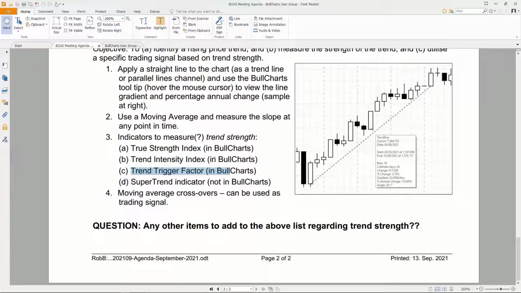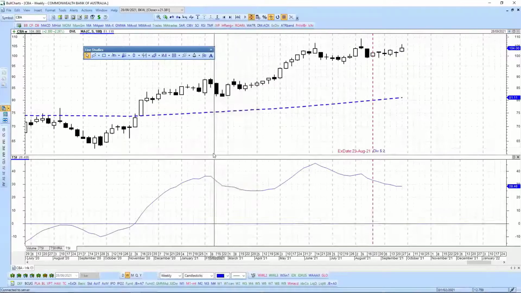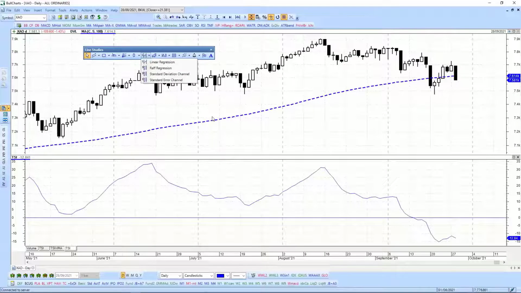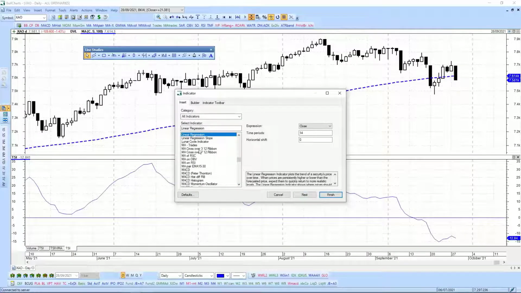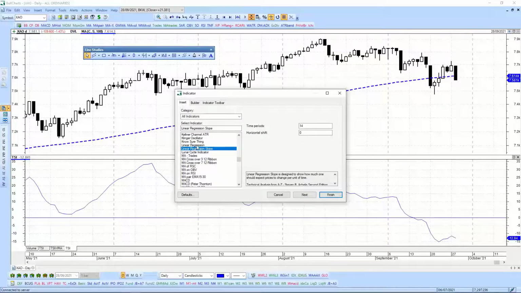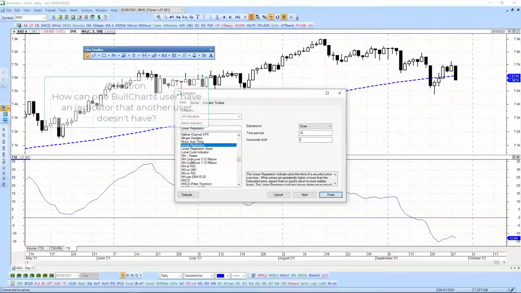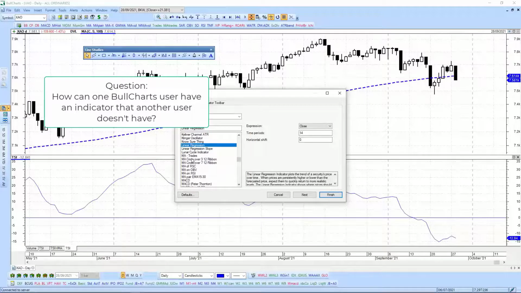In the chat box, David has suggested we have a look at the linear regression channel. Go to indicators, Robert. Yeah. Linear regression. L. Yep. Linear regression channel. I don't have linear regression channel. No. Oh, I do. Righto. Where did I get that?